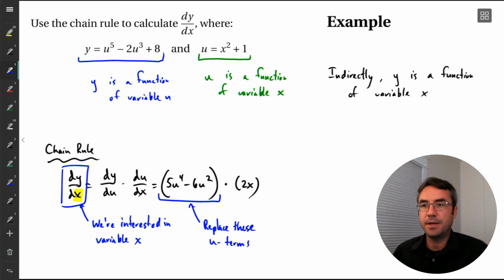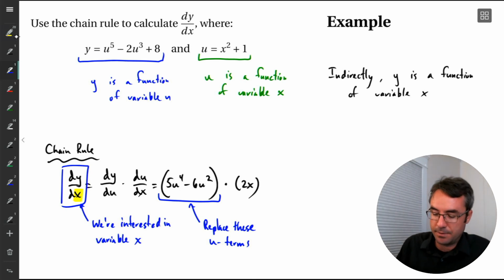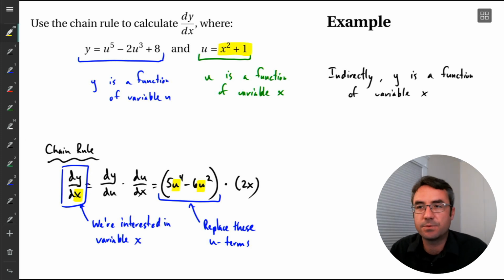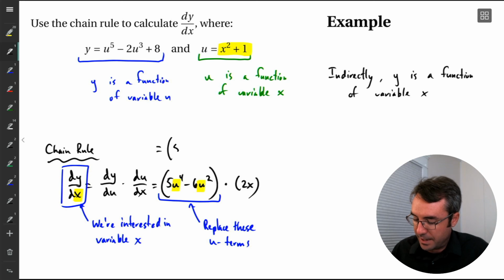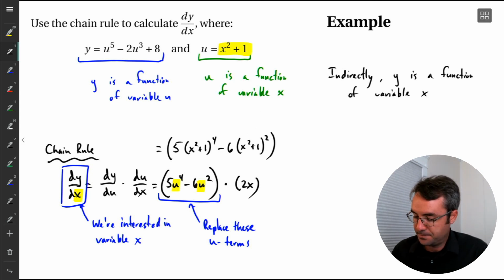And the way we do that is we know what u actually is. It's x squared plus 1. So wherever we see a u here, we're just going to replace it with x squared plus 1. So we have a u here, we have a u here. We replace each of those with x squared plus 1. Let's see how this looks. It'll be 5, and then instead of u to the power 4, it's going to be x squared plus 1 to the power 4. And then we have a minus 6, and instead of u squared, it's going to be x squared plus 1 squared. And then we have this multiplication by 2x at the end.